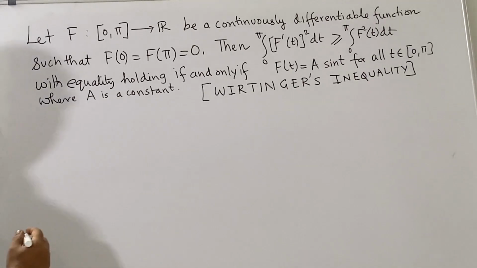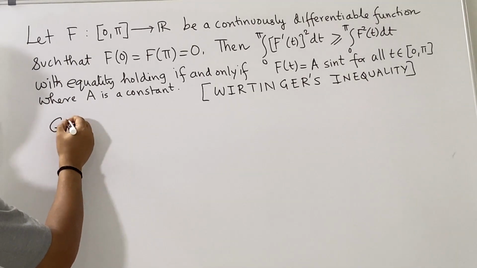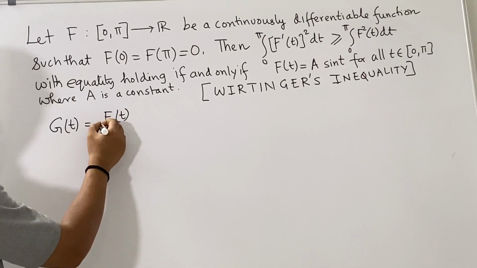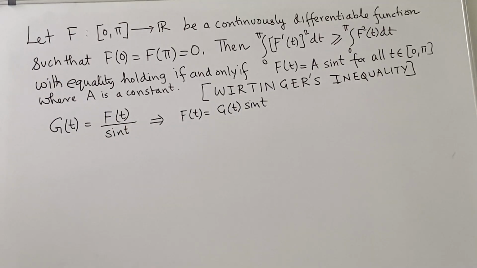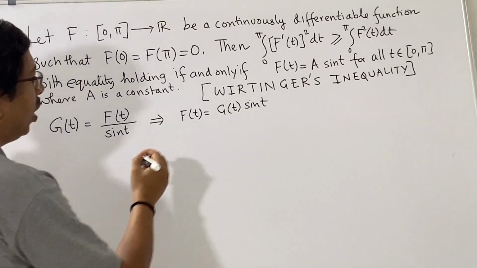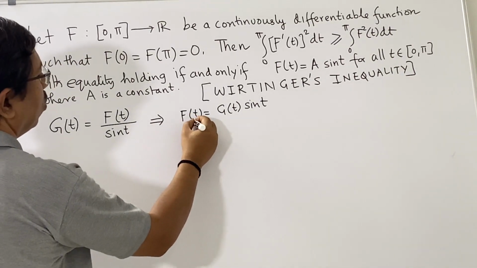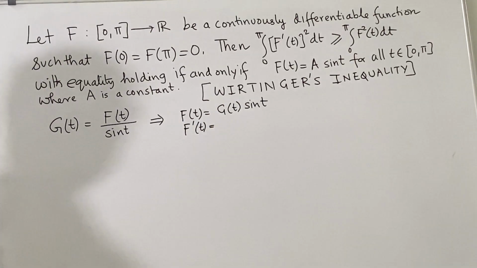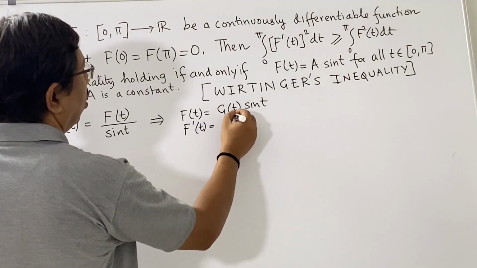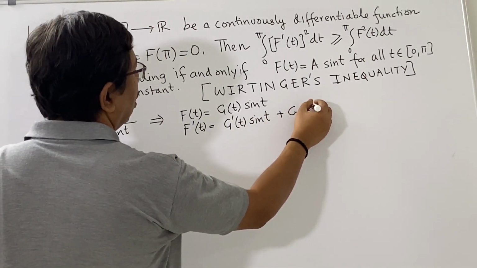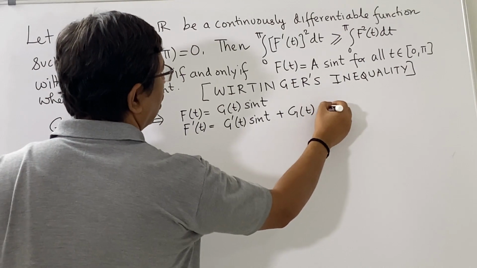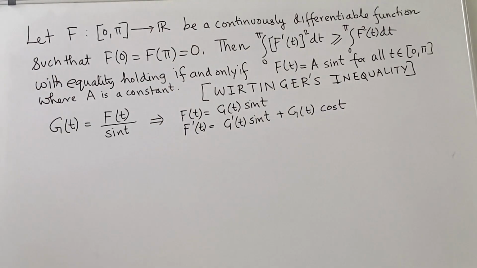Now to prove this, we will introduce a new function g, which will be f(t) by sin t, or in other words, f(t) would be g(t) times sin t. Now, if we differentiate this function, the derivative of f would be, by the product rule, g prime t sin t plus g(t) into cos t. So that's a straightforward application of the product rule.